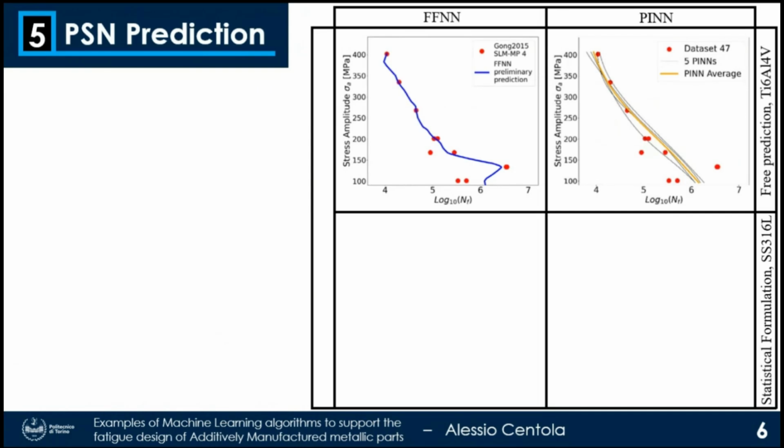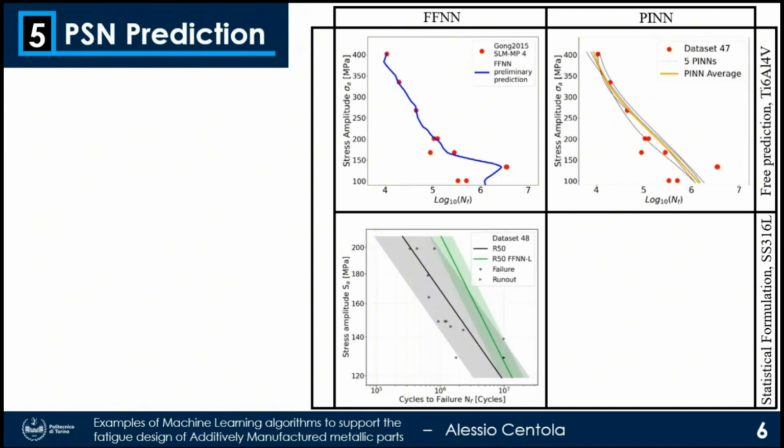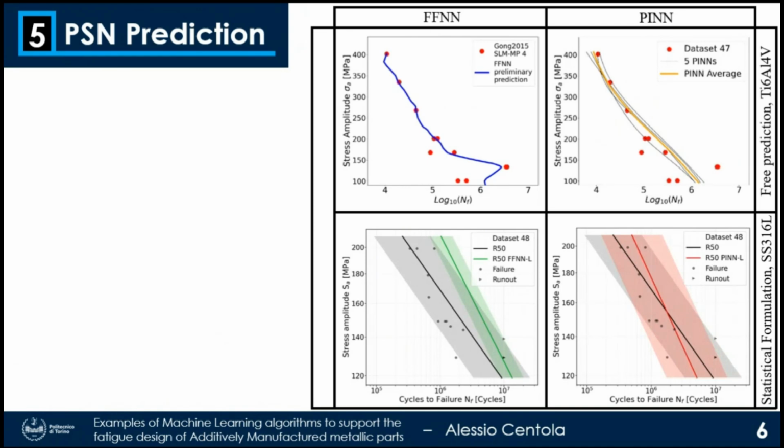On the other hand, we could employ a proper statistical formulation for fatigue curves, both by leveraging a feed-forward neural network, and I don't know why the envelope here is not represented well, and we can also employ a physics-informed neural network.